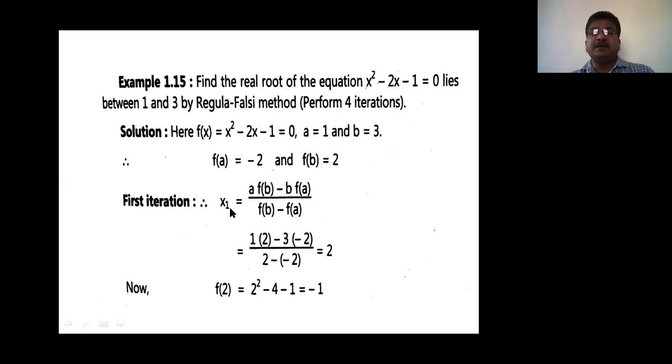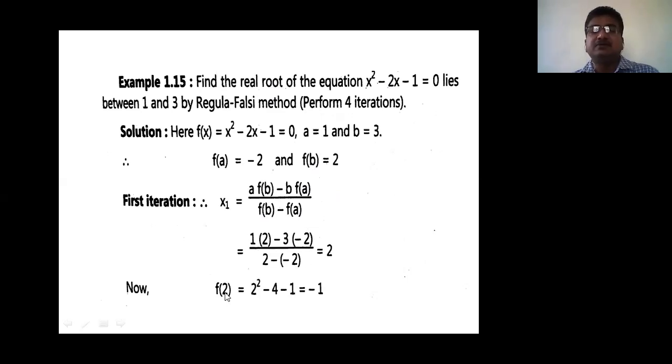Then find x1, the first iteration. That is, a f of b minus b f of a divided by f of b minus f of a. So the whole procedure of solving problems by using the Regula-Falsi method, or false position method, is similar to the bisection method. Only instead of the a plus b by 2 formula, we use this formula: a f of b minus b f of a divided by f of b minus f of a. And we have this answer.